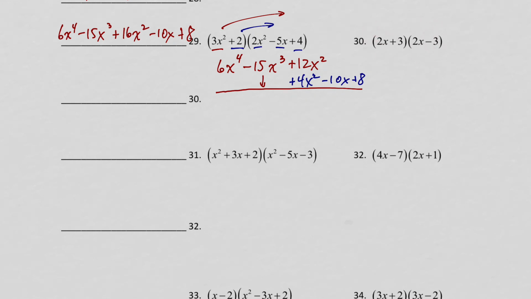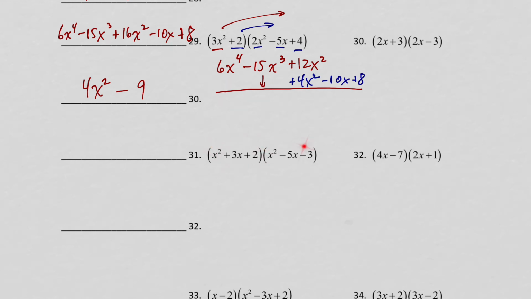We could FOIL this, but there's a shortcut. When you see conjugate pairs, which is the same binomial with opposite signs in there, it's always the first item squared minus the second item squared, and that's it.